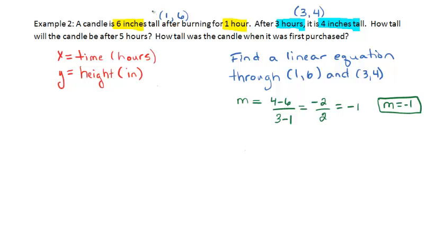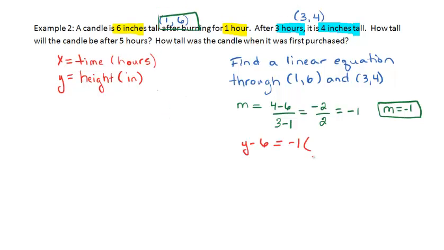With m being negative 1, I have a slope. I need a point. I'm going to choose my first point, 1, 6. So I'm going to do y minus 6 equals my slope of negative 1 times x minus my x value, which is 1. Distribute, and I get negative 1x plus 1. And then if I add 6 to both sides, I get negative 1x plus 7.